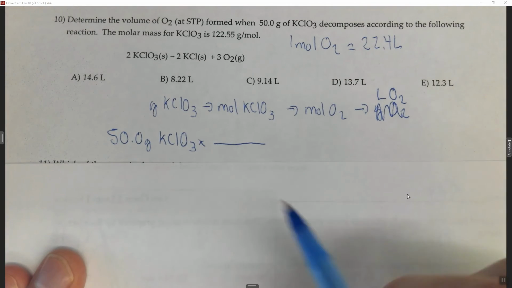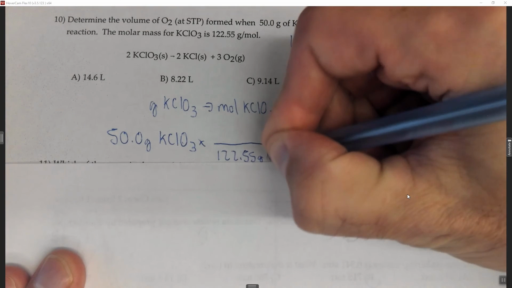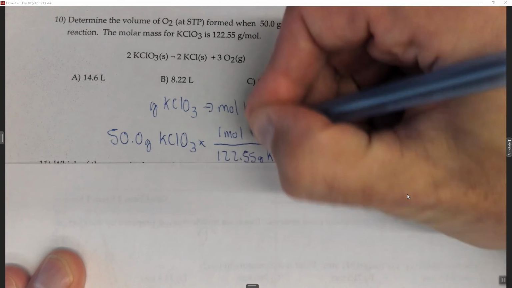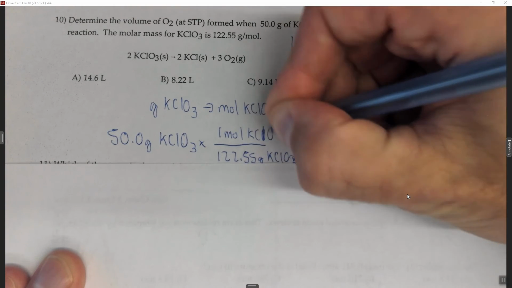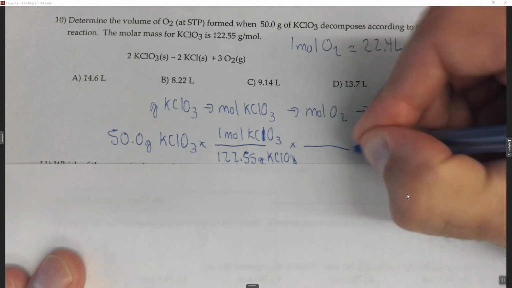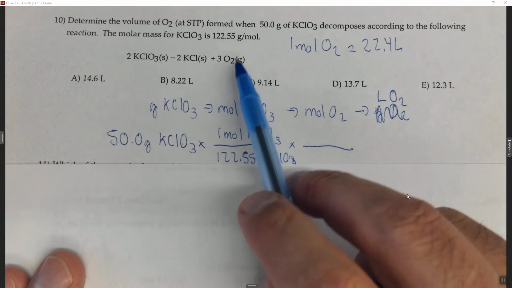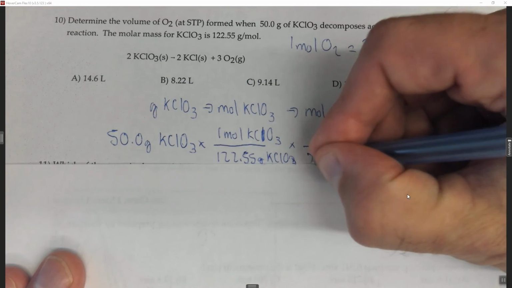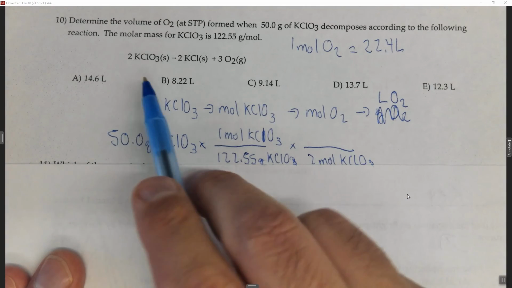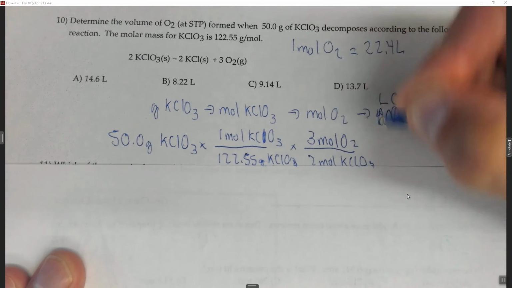All right, so now, starting with the 50 grams of KClO3, as we've done before, we're going to use the molar mass to convert it to moles. So I'm going to put the 122.55 grams of KClO3 on the bottom, and the 1 mole of KClO3 on the top. Conveniently, it gave us the molar mass in the question. Now, I'm going to convert from moles of KClO3 to moles of oxygen. As you've done before, use the balanced chemical equation. In this case, we're going to put 2 moles of KClO3 on the bottom, and according to the balanced chemical equation, 2 moles of KClO3 forms 3 moles of oxygen.